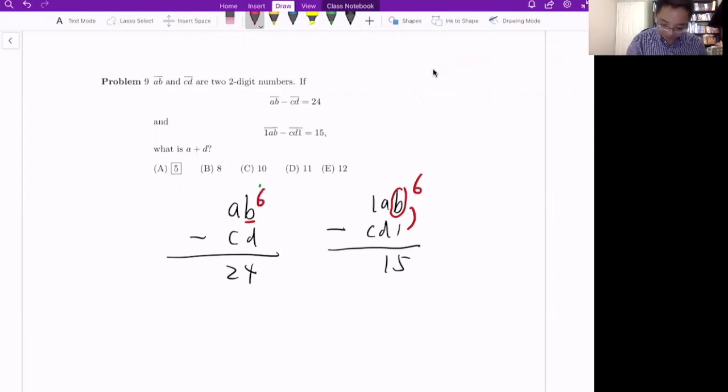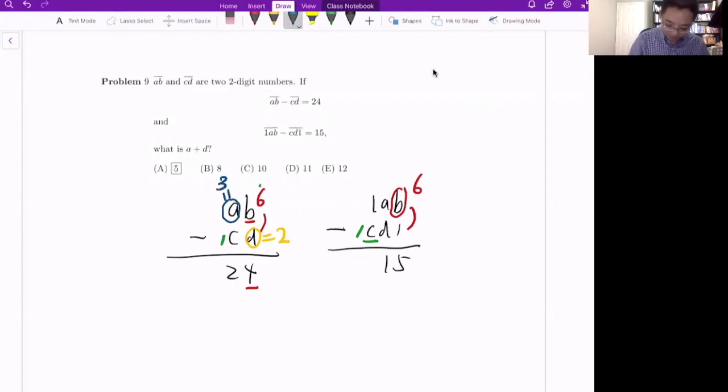And then B minus D, in order to get a 4, D has to be 2, right? So we get D is 2. Now if we look at C, C has to be 1, right? Then we just want to get this to be 0. So C is 1. Then A minus 1 is 2, so we get A equals 3.